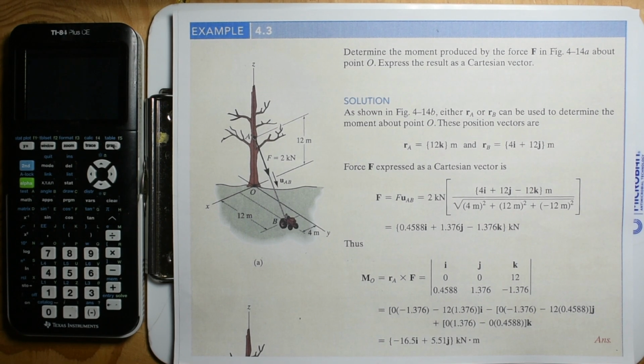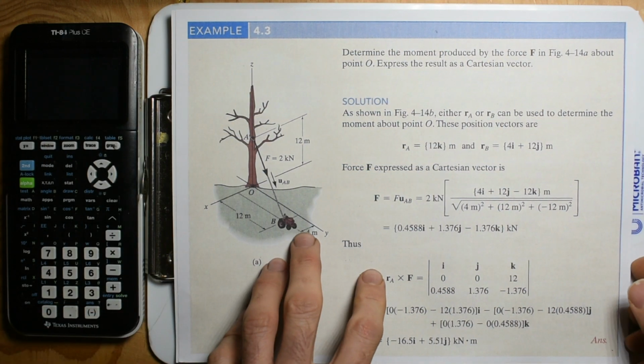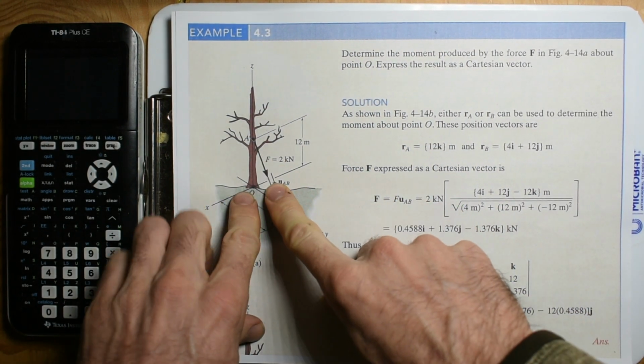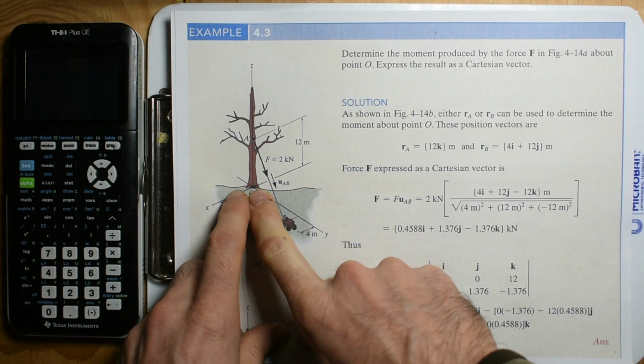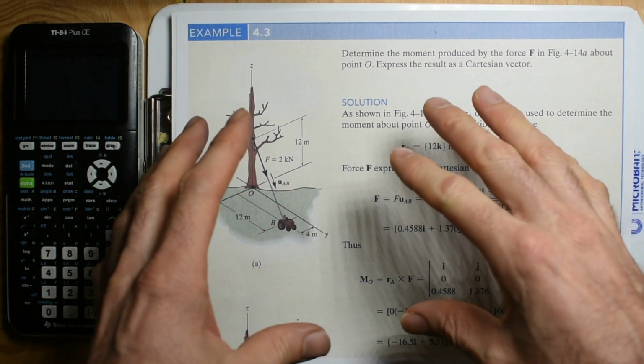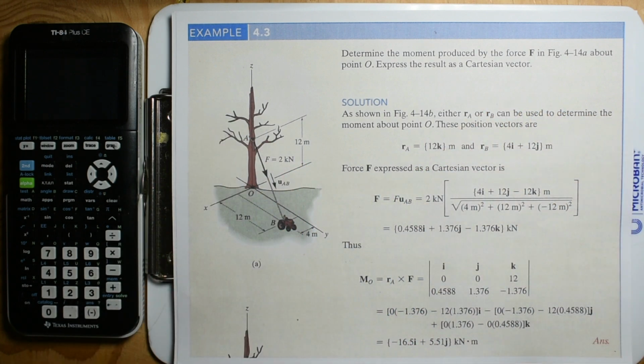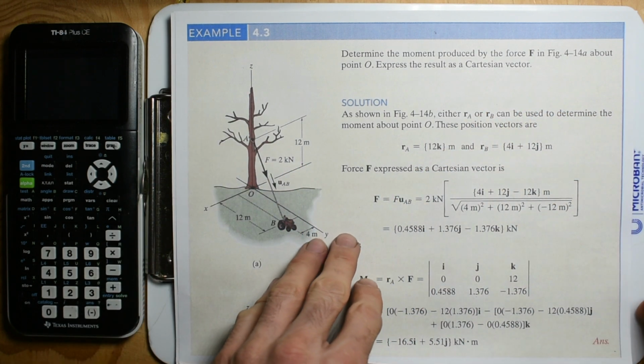Alright, this is going to be cool. So we have statics, and this is Hibbler. This is a problem where you have a force, and then you have to find the moment about this force. We're going to talk about that, and we're actually going to use the dot product. Usually you use the cross product to find a moment. We're going to do the dot product.